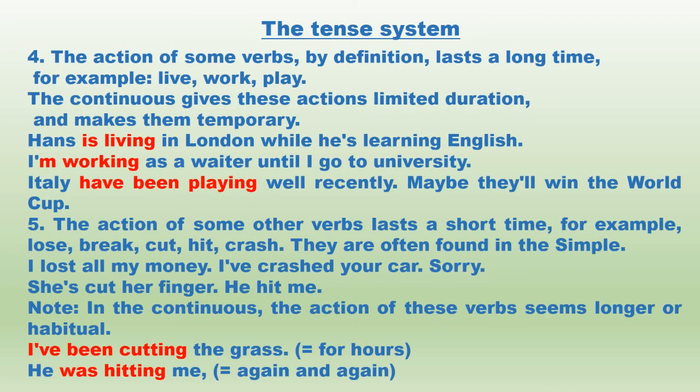While we are still talking about simple and continuous aspect, we need to bear in mind some important information. The action of some verbs by definition lasts a long time, for example, live, work, play. But when we use the same verbs in the continuous aspect, the continuous gives these actions limited duration and makes them temporary. For example, Hans is living in London while he is learning English. So Hans stays in London only for a short time and it will finish when he finishes his learning. I'm working as a waiter until I go to university. So the action here is for a short time and will finish when I go to university.